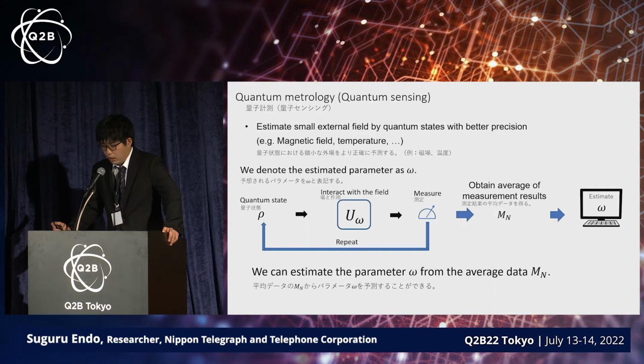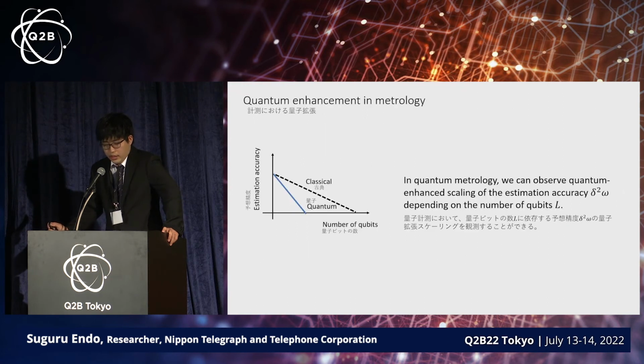And we obtain the expectation value of the measurement outcome, and this is denoted like Mn. N is a number of the measurements. And finally, we estimate the parameter omega from the information of the average of the measurement results Mn. This is a basic procedure of the quantum sensing. Okay, and what quantum methodology sensing can realize is as follows.